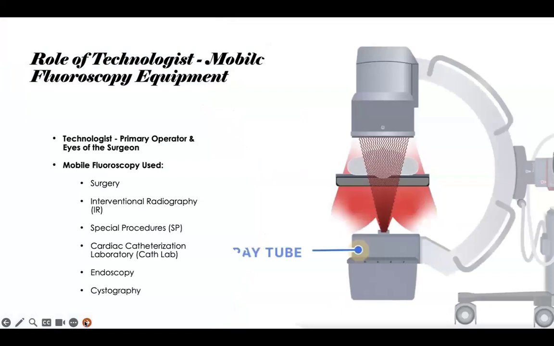So our role in mobile fluoroscopy is going to be a little bit different because we are going to be the operator. No radiologist is going to be there unless you're working in an interventional suite. But mainly we're going to be using our C-arm in the surgery setting or in the operating room. So if that's the case, then we're going to be the primary operator. And we're also going to be the eyes of the surgeon. So basically we use the C-arm, like I said, in surgery or operating room, and interventional special procedures. A lot of times interventional special procedures is going to be the same department. In the cath lab and endoscopy and to assist with cystographies.